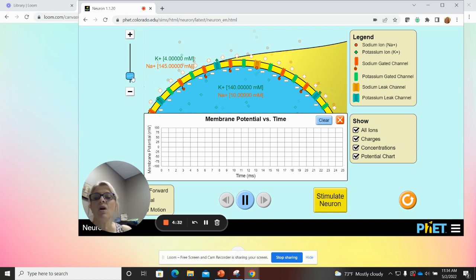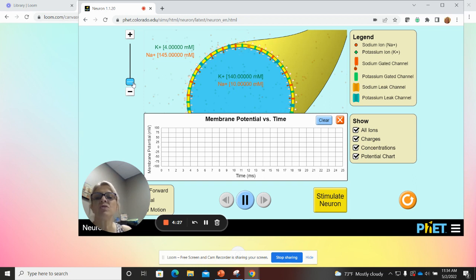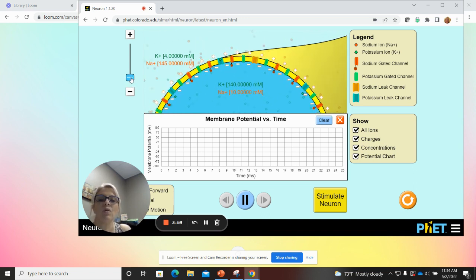Sodium ions here are represented in red, and it's kind of hard to see the colors there, but you've got more red sodiums on the outside. You can see that in these numbers here, 145 millimoles of sodium out here and 10 millimoles of sodium in here. Potassium is just the opposite. It's going to be the green diamonds here. We have 4 millimoles outside and 140 millimoles inside. And so we have a potential difference. This is a polarized membrane, positive on the outside and negative on the inside.